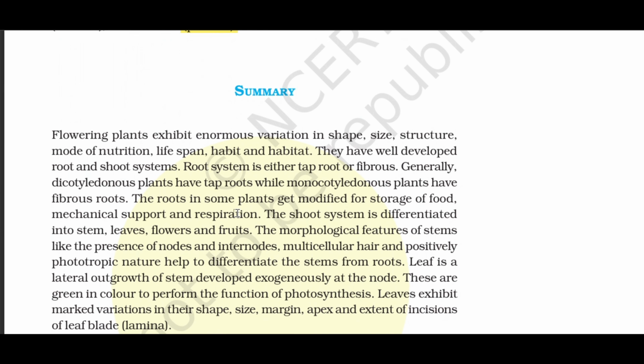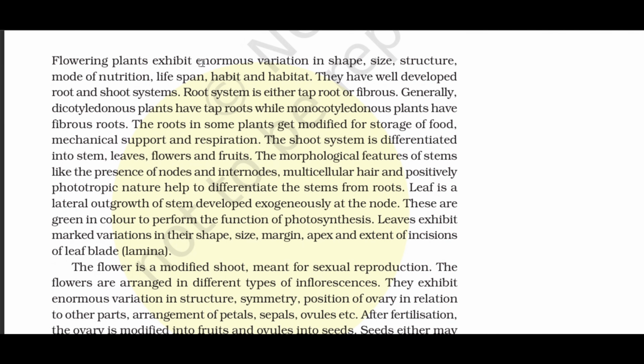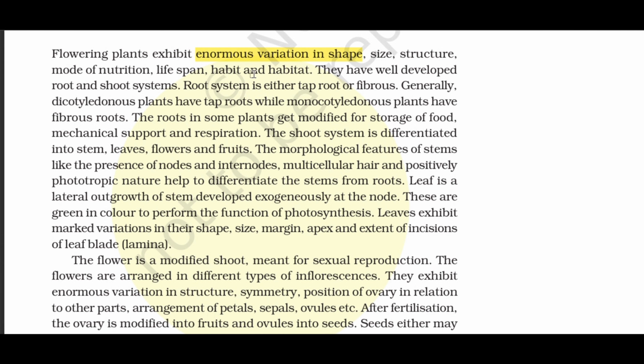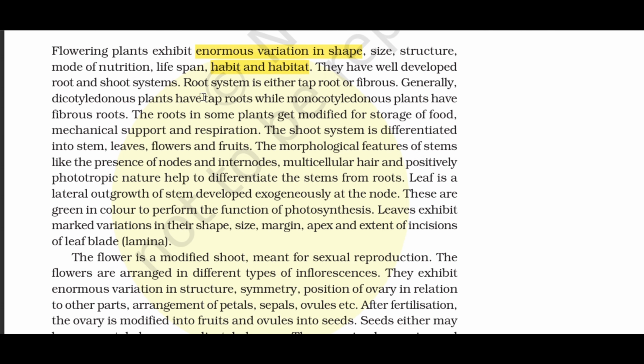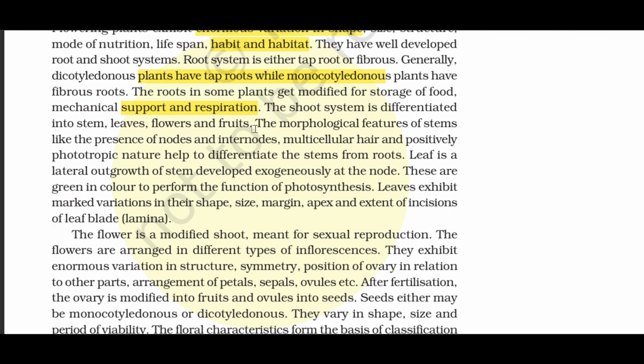Summary. Flowering plants exhibit enormous variation in shape, size, structure, mode of nutrition, lifespan, habit and habitat. They have well-developed root and shoot systems. Root system is either tap root or fibrous. Generally, dicotyledonous plants have tap roots while monocotyledonous plants have fibrous roots. The roots in some plants get modified for storage of food, mechanical support and respiration. The shoot system is differentiated into stem, leaves, flowers and fruits.